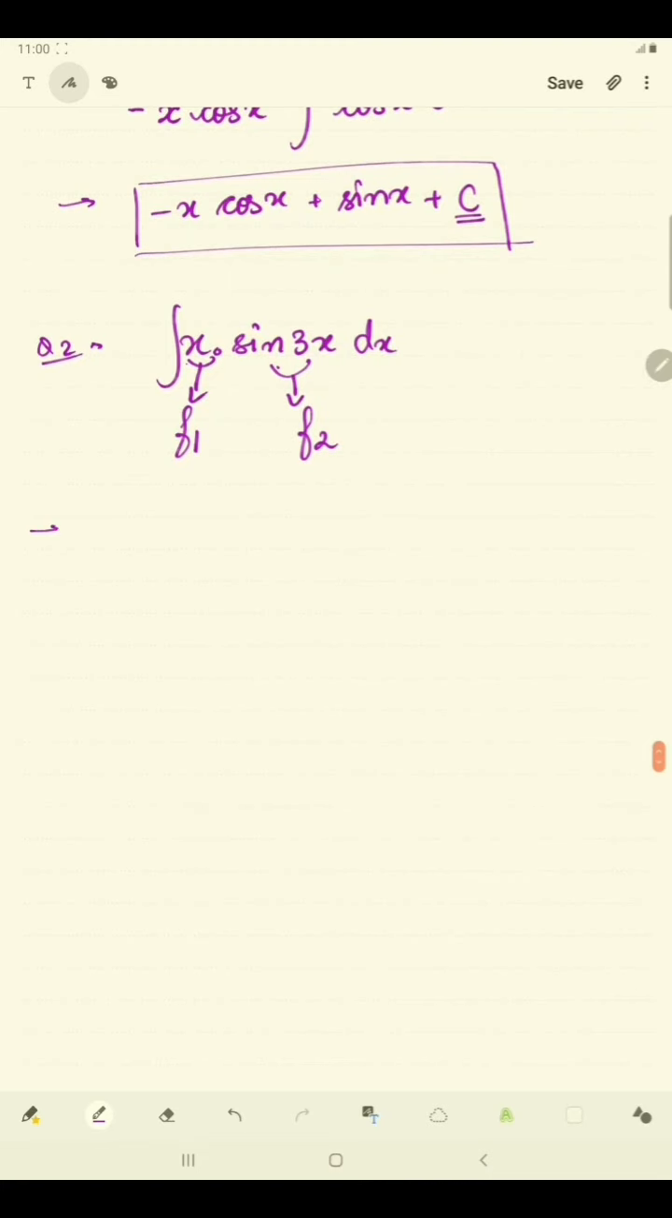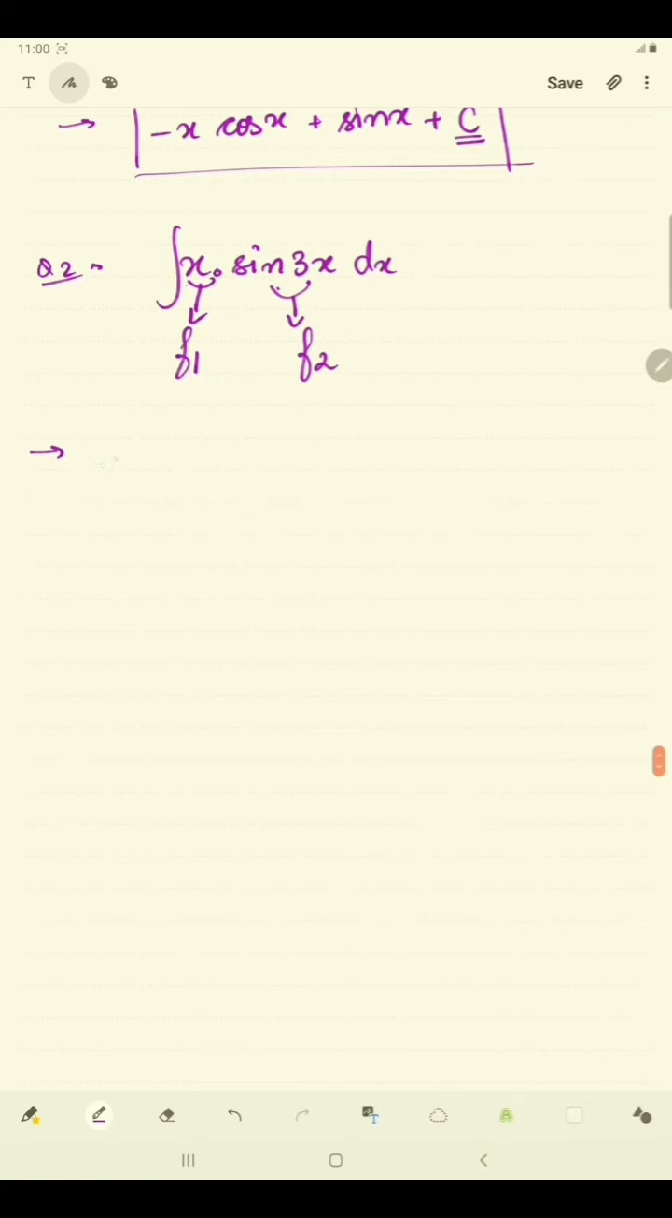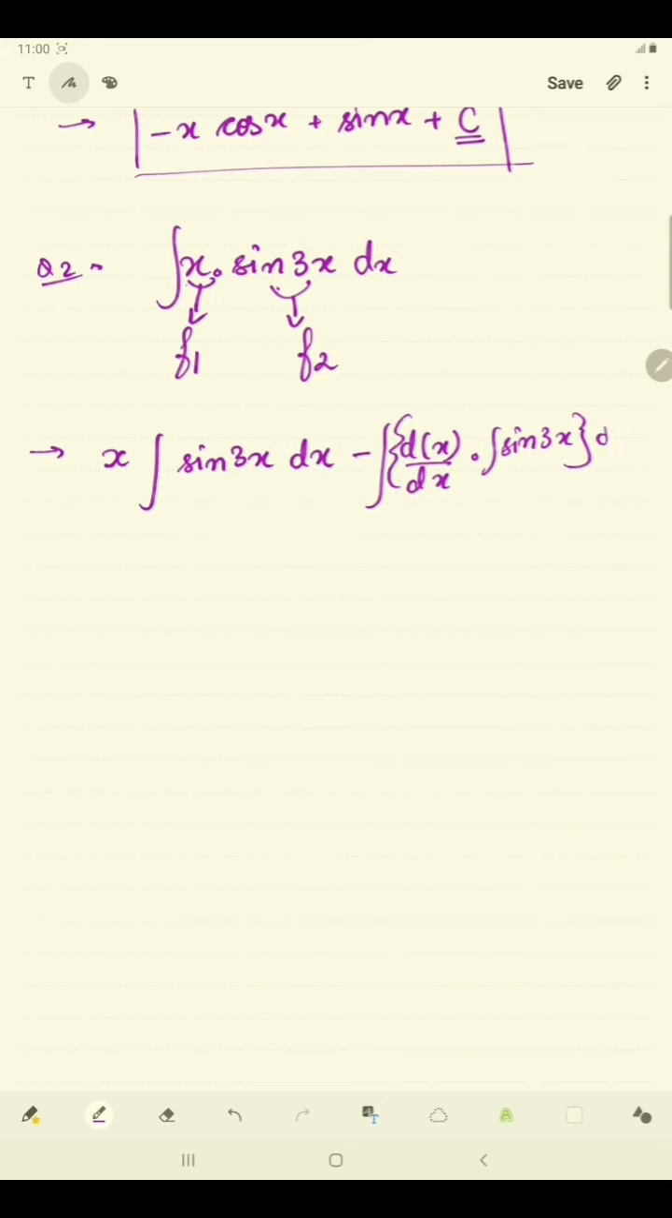Now we know the formula, so I'm going to straight away apply it. We have x times the integration of sin 3x dx, minus the integration of the differentiation of x with respect to x dot the integration of sin 3x, and the whole integration. So x and the integration of sin 3x, as we did earlier, is minus cos 3x by 3, minus the integration of the differentiation of x with respect to x, which is 1, dot the integration of sin 3x, which is negative cos 3x by 3 dx.